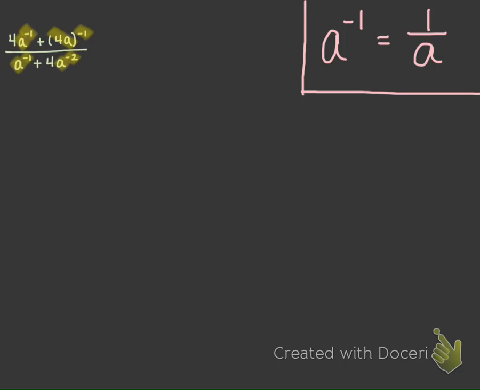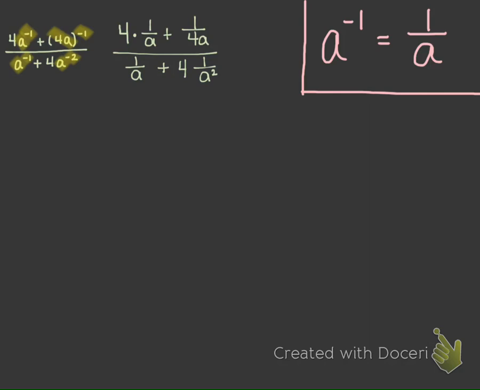So this would be 4 times 1 over a plus 1 over 4a, all over 1 over a plus 4 times 1 over a squared.